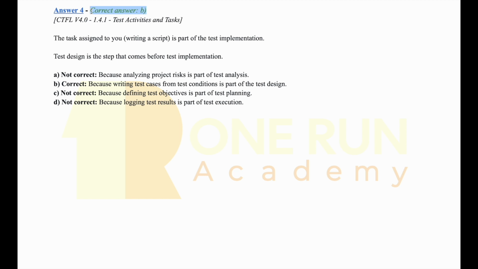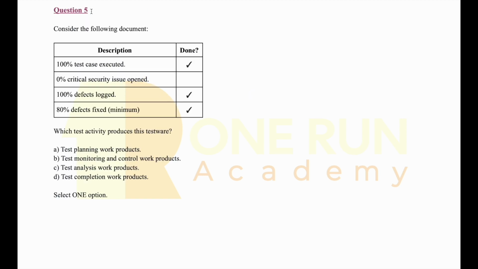Regarding question number 5, we are provided with a document containing a table with 2 columns. The first column holds some items such as 100% test case executed, 0% critical security issues opened, 100% defects logged, and a minimum of 80% defects are fixed. The second column seems like a place where check marks can be added. So the question challenges you to mention the test activity that produced this document.